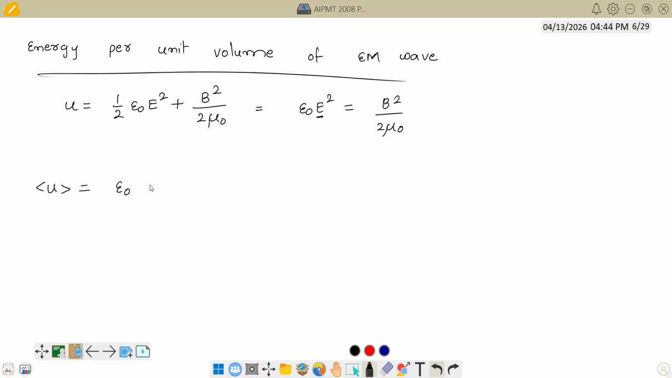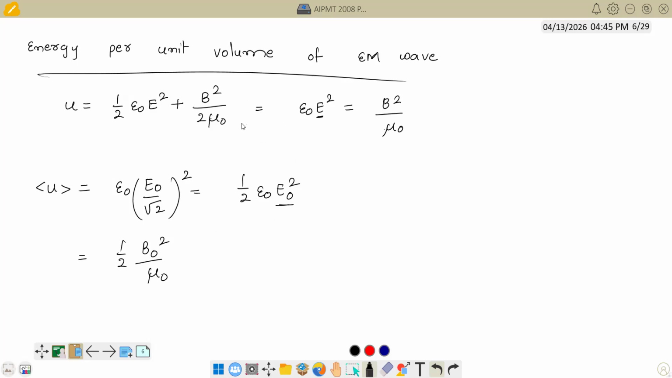Now remember, in place of E, I will be writing E naught by root 2 whole square. So it will actually become half epsilon naught E square. Similarly, in place of B, I will be writing B naught by root 2. So you will get half B naught square by mu naught. Remember, try to understand the difference between what is E naught and what is E. Don't get confused between E naught and E. E naught is the maximum amplitude. E is the expression for that. I hope this is clear to you.